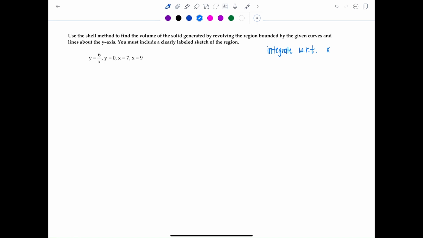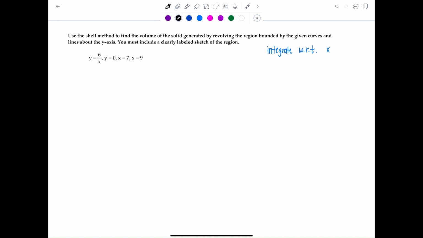Okay, let's see. 6 over x. Do you know what 1 over x looks like? This guy, right? Okay. y equals 0. We know where that is. x equals 7, x equals 9. So we've got two vertical lines and the x-axis bounding a region along with 6 over x. So I'm really only going to pay attention to the first quadrant. We don't need much else. You can find the intersection, but it's really not so necessary. Okay, I'll show you why.